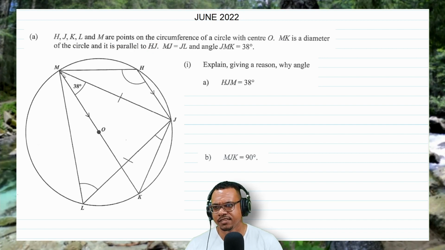So let's see what that is. MK is the diameter of the circle. So you see O here is the center. MK passes through the center, so it's the diameter. And it's parallel to HJ. So these arrows here suggest that these two lines are parallel.